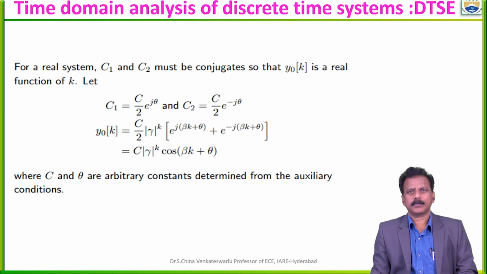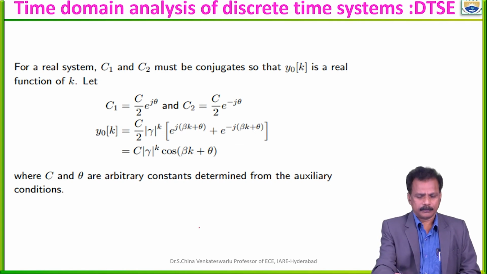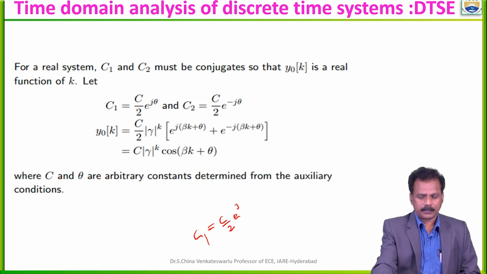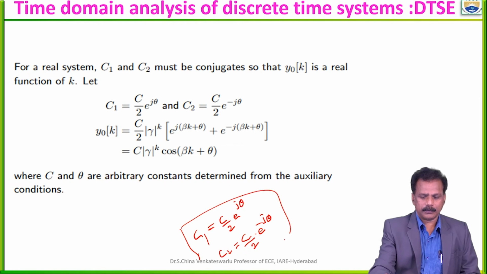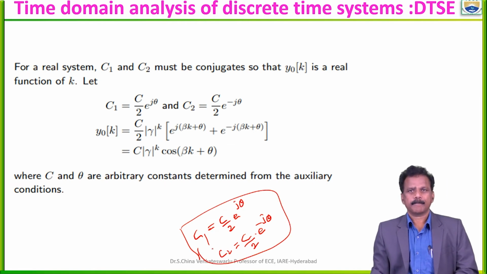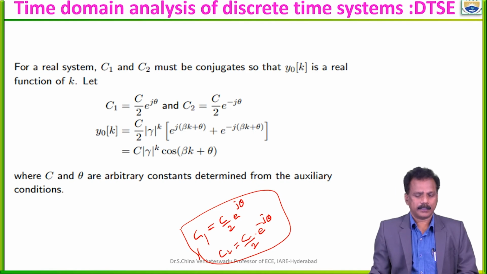Let C1 equal C by 2 e to the power j theta, and C2 equal C by 2 e to the power minus j theta. By using this, you can calculate y naught of k, where C and theta are arbitrary constants determined from the auxiliary conditions.